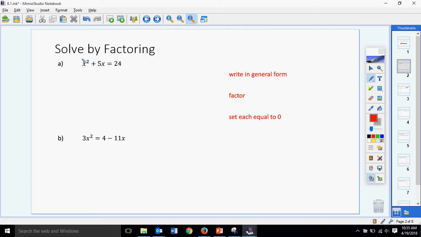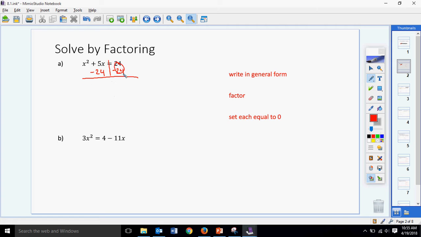And we have the equation x squared plus 5x equals 24. Well, what makes this a quadratic equation is this x squared piece. So all of these equations are going to be squared on the x. Remember, general form is to get everything on one side and set it equal to 0. So if I'm going to set this equal to 0, I need to move the 24 over, and it's positive, so I want to subtract it on both sides.